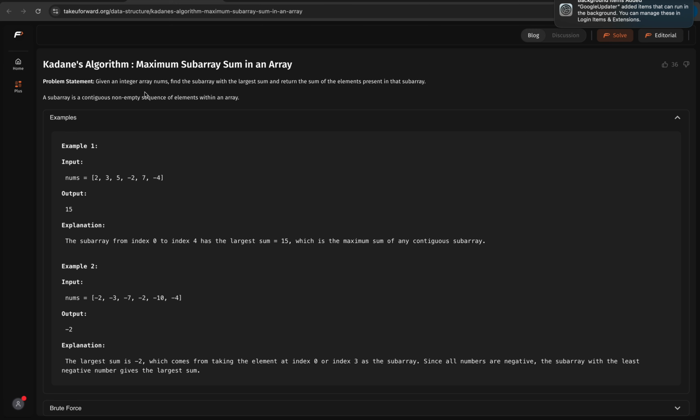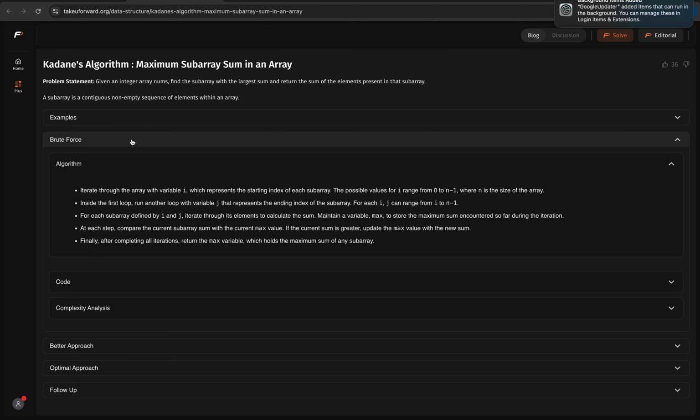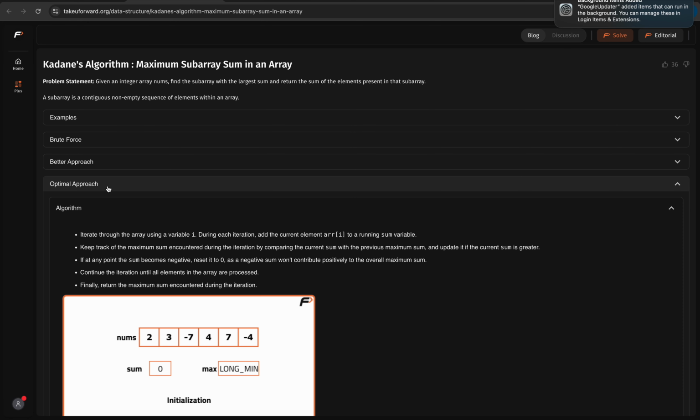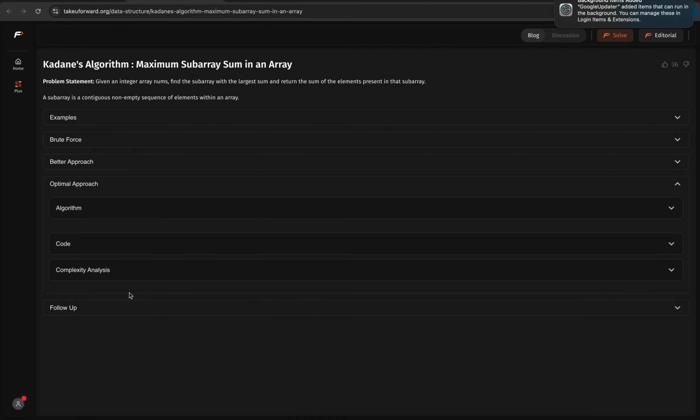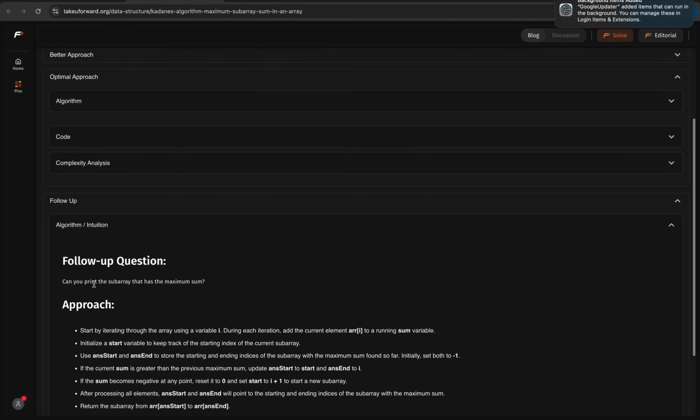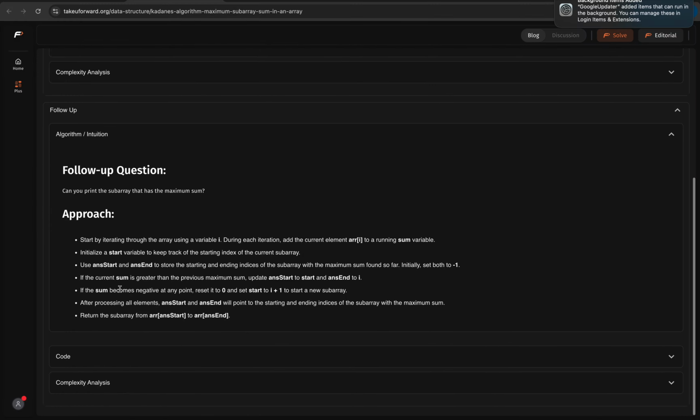The subarray is from index 0 to 4. Brute force, what is it? Optimal: iterate through the array using index i, during each step add the current element to the running sum, keep track of the maximum. If at any point the sum becomes negative, reset it to 0, continue. It's the same thing. Then what? Follow up: can you print the subarray that has the max? Okay, they want to print the subarray which is having the maximum sum.